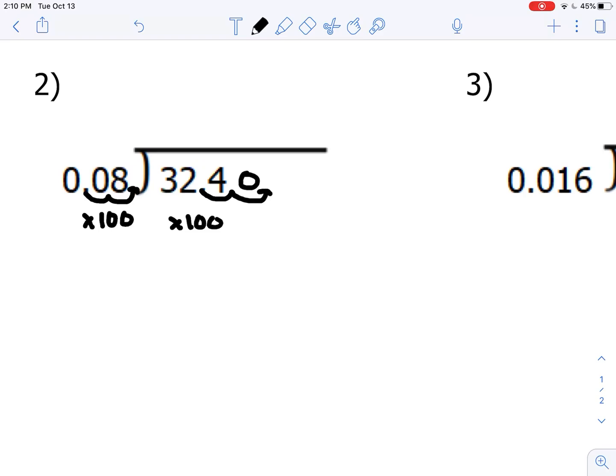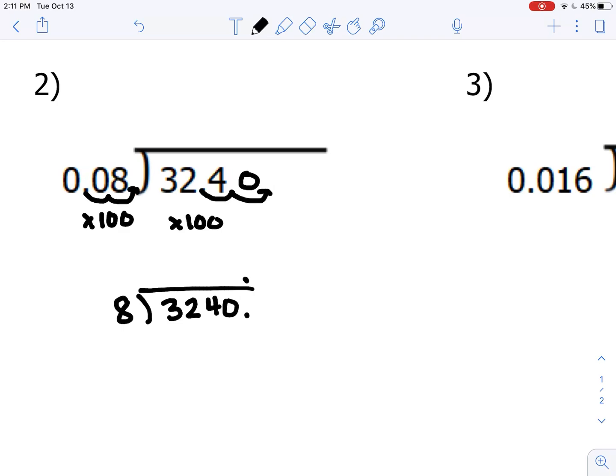We had a space there, so I'm going to put a placeholder with the 0. And let's rewrite our division problem. It's now 8 for the divisor and 3,240 for the dividend. The decimal point is going to come after the 0, and we can go ahead and put it up into the quotient now if you like. It does not move once we get our quotient. We're not going to shift it back 2 places. It's going to stay where it is.